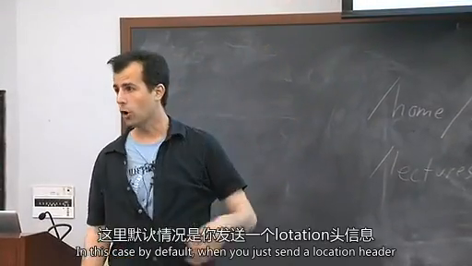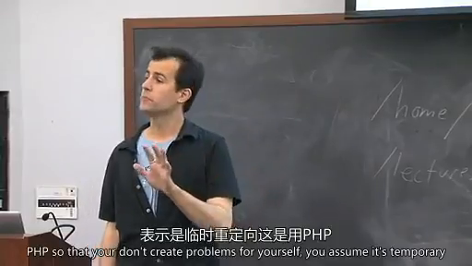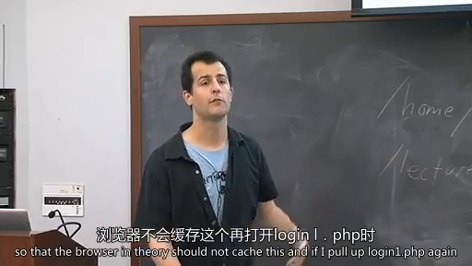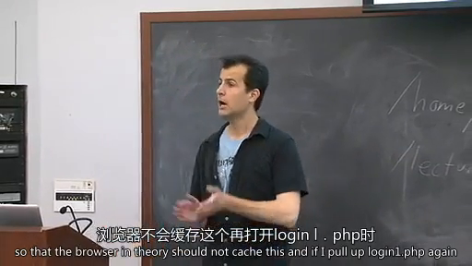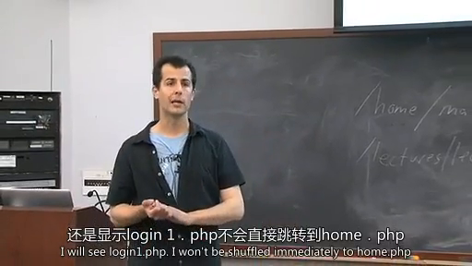In this case, by default, when you just send a location header, PHP, so that you don't create problems for yourself, assumes it's temporary, so that the browser in theory should not cache this. And if I pull up login1.php again, I will see login1.php. I won't be shuffled immediately to home.php.